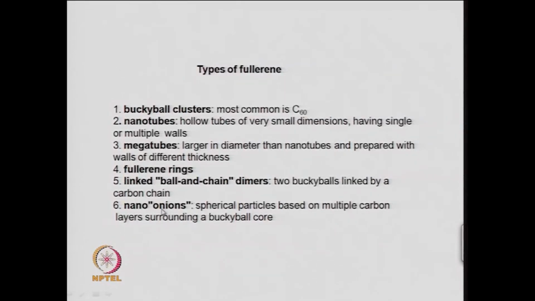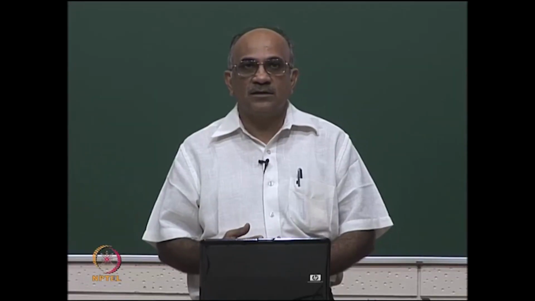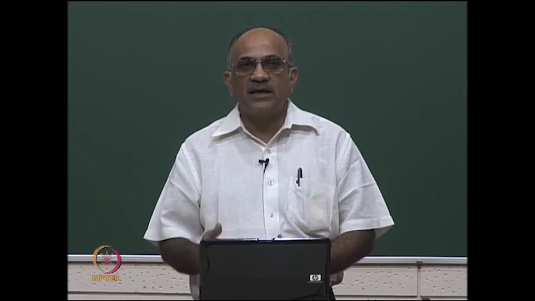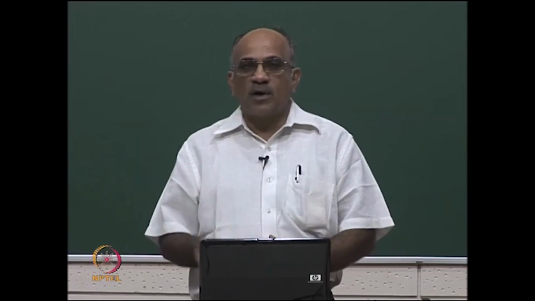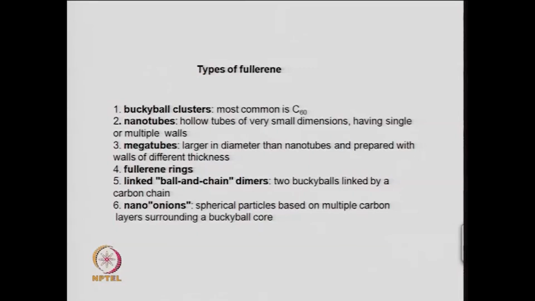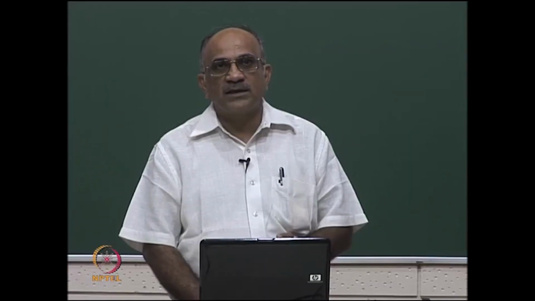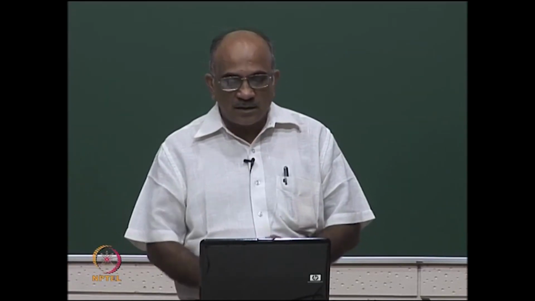Then you can have what are called nano onions, spherical particles based on multiple carbon layers surrounding a buckyball core. So, you have a C60 core and there are layers of carbon surrounding that C60 molecule. So, you may have 5, 6, 7 layers of carbon surrounding a C60 molecule. So, if you take out one layer, another layer will be there. So, that is why the structure will be like an onion, and hence it is called nano onion, because the dimension of the C60 molecule is nanometer in size, less than 1 nanometer, around 0.7 nanometers.